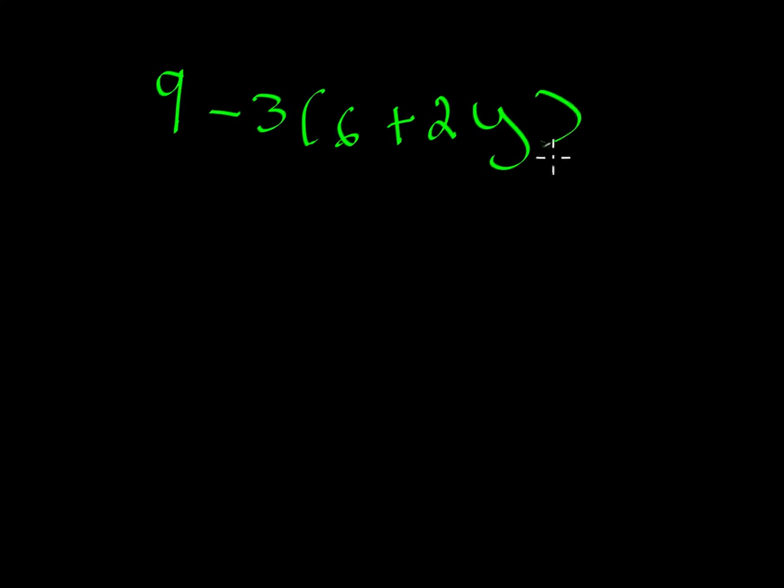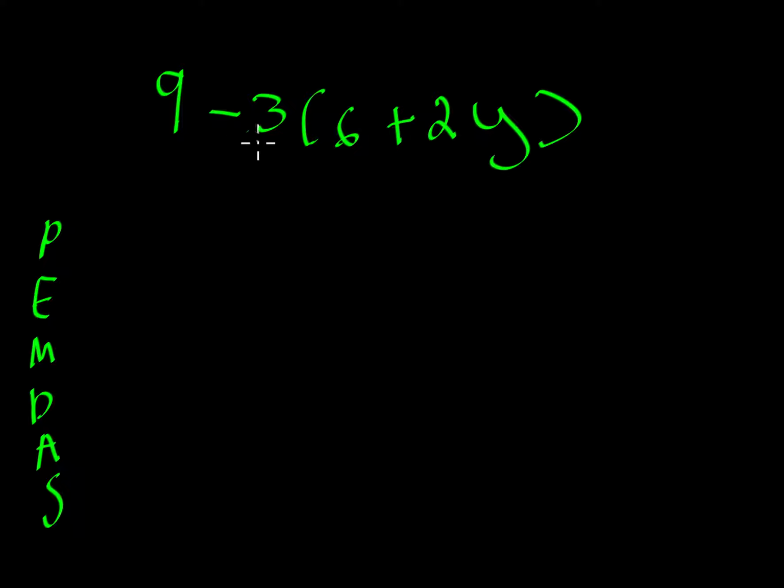Okay, our next problem has parentheses: 9 minus 3 times the quantity 6 plus 2y. Have you ever heard of PEMDAS? That's basically the order of operations. That's how you should solve every algebraic equation or expression. PEMDAS stands for parentheses, exponents, multiplication, division, addition, subtraction. So you always start with the parentheses, then the exponents, then multiplication, then division, then addition, then subtraction.